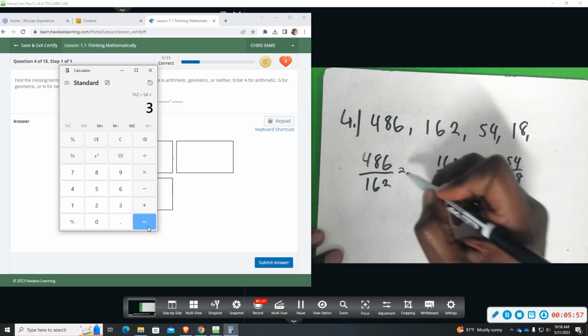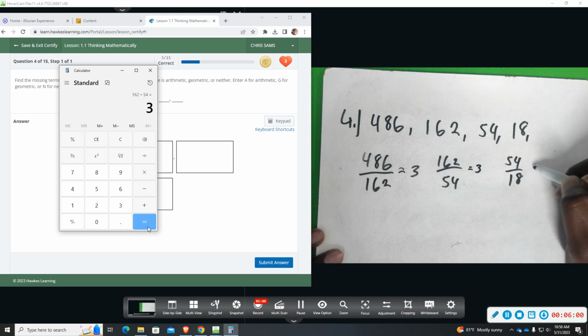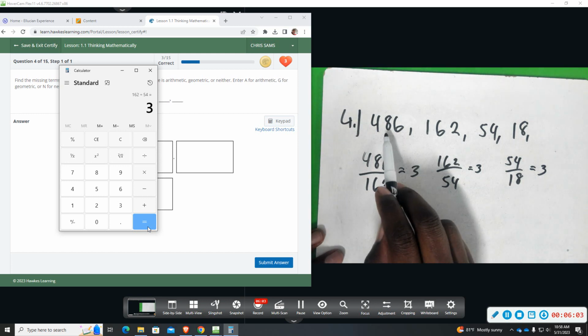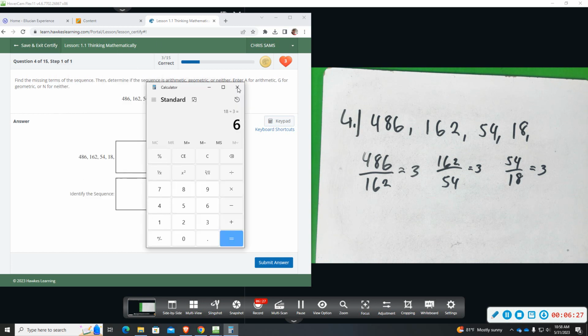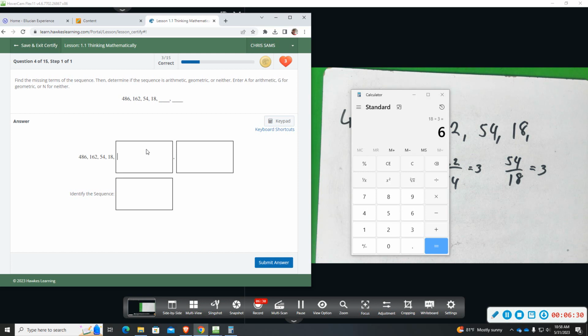Okay, so right now I know that I'm going to take these numbers and divide by 3 every time. So if I take 486 divided by 3, it gives me 162. If I divide by 3, it gives me 54. Divide by 3 gives me 18. So if I just keep going, divide by 3, that gives me 6. So I'm going to enter 6 here. And then if we divide by 3, we get 2. So these will be my next two numbers, and that sequence is geometric.